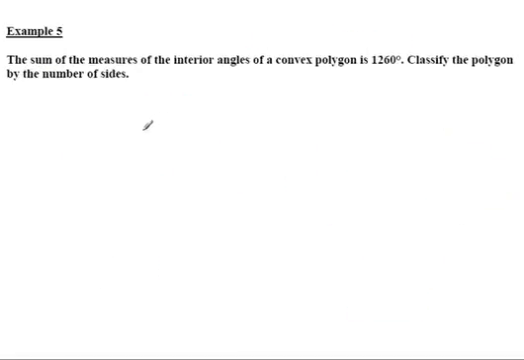Okay, now it's kind of a story problem. It says the sum of the measures of the interior angles of a convex polygon is 1260. Classify the polygon by its number of sides. I feel like we did a problem just like this already, but really all we're doing is just using our formula again, like this.